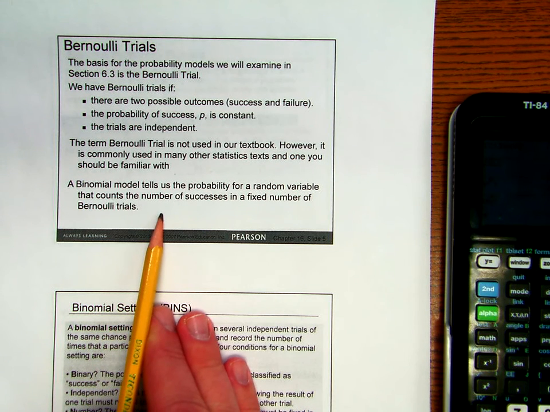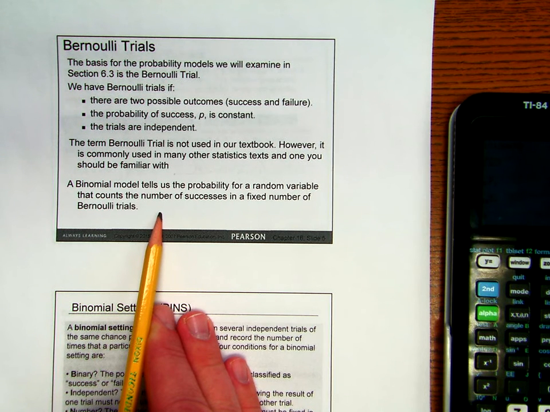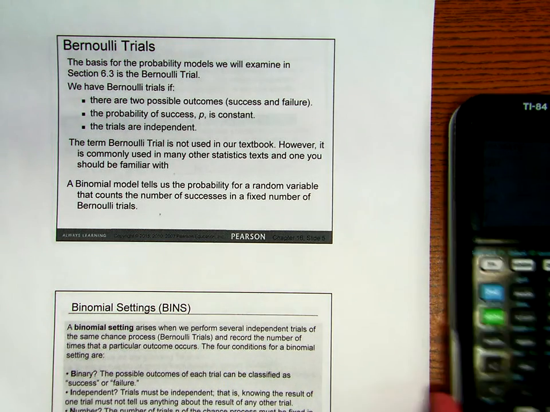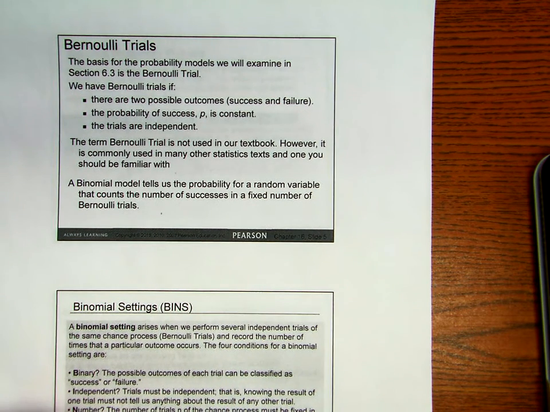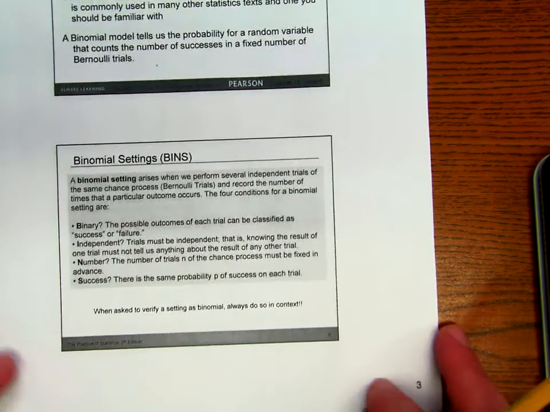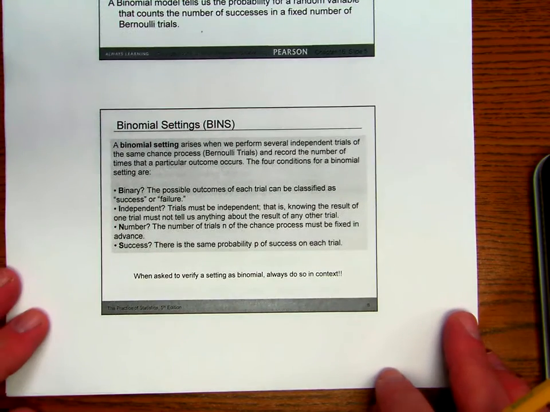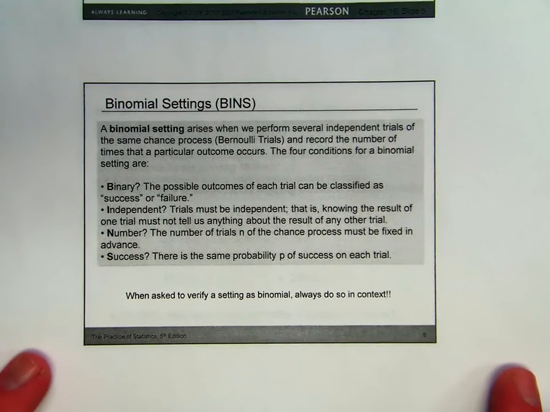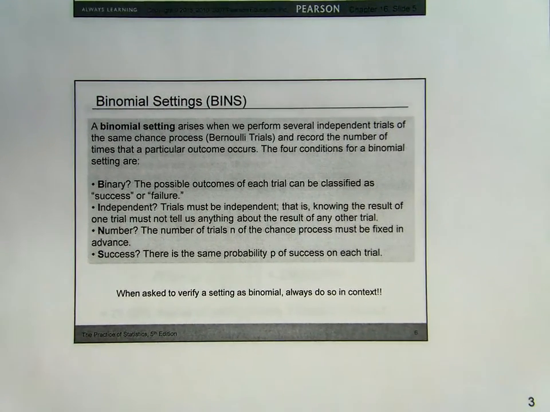All right, now that finally leads into the binomial model. A binomial model tells us the probability for a random variable that counts the number of successes in a fixed number of Bernoulli trials. We've reached the point of the course where a very common question is going to be identifying if conditions are met in order to be able to do a certain type of, in this case, probability problem. Soon it's going to be inference.